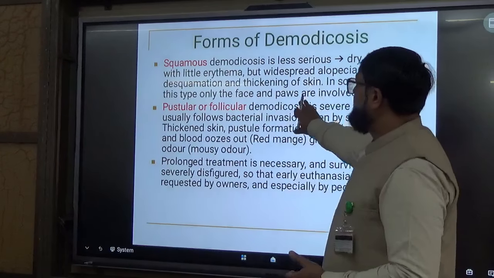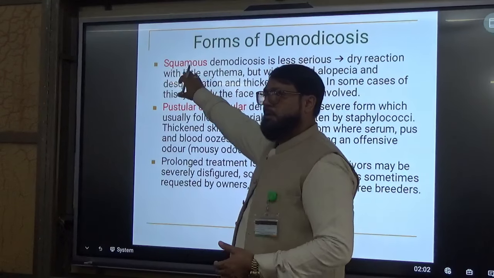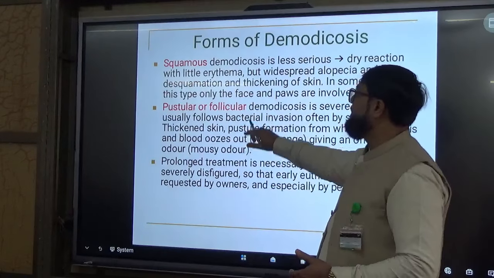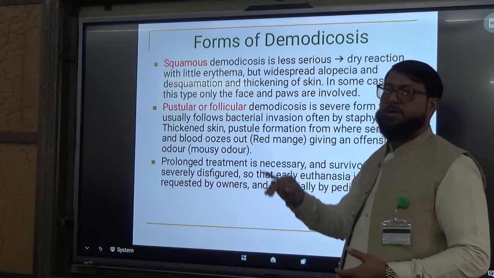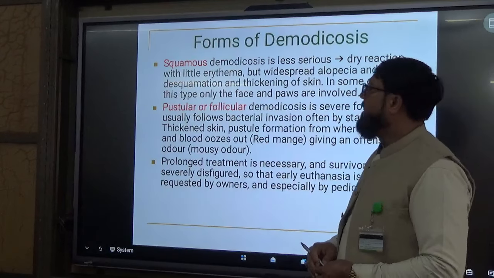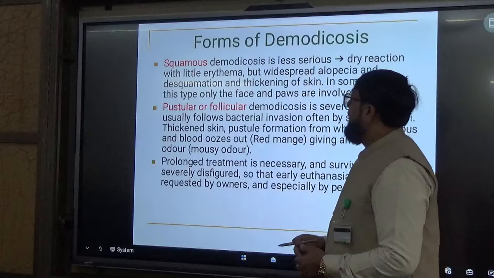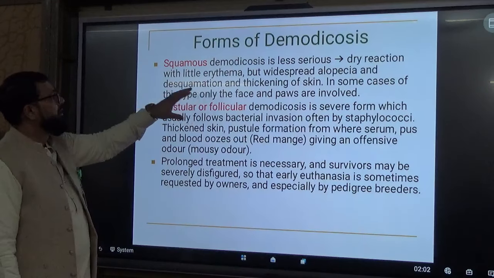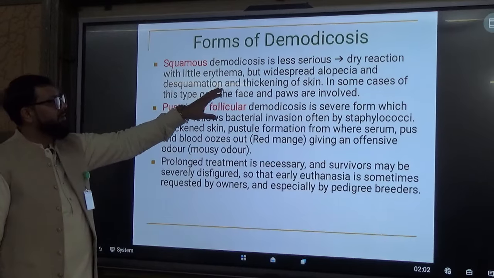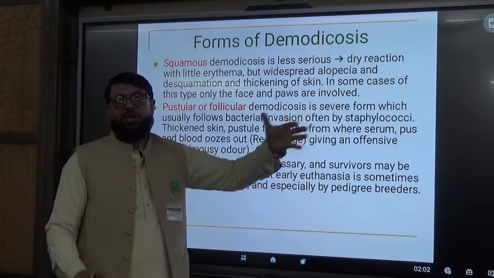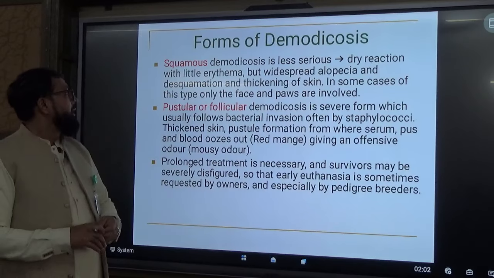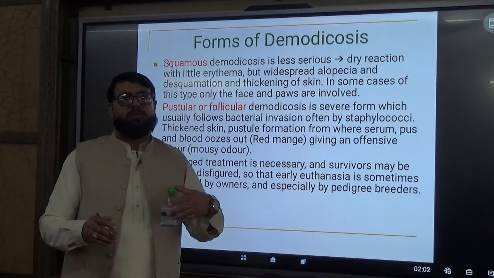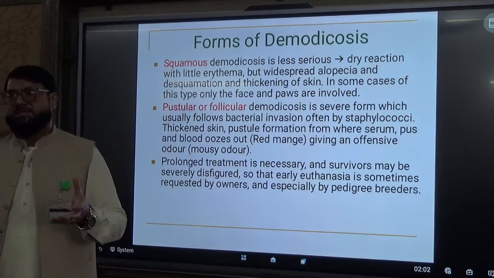So there are two forms. One is squamous and the second one is pustular. It is based upon what kind of losses and what kind of pathology is being done by them. Squamous demodicosis is less serious. It is a dry reaction in which there is little erythema, but the alopecia is widespread, and there is desquamation and thickening of the skin. Desquamation means sloughing off the skin because of its dryness.